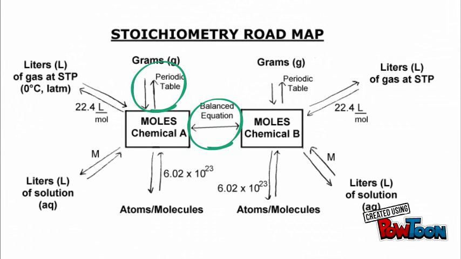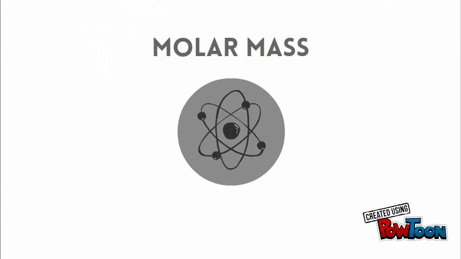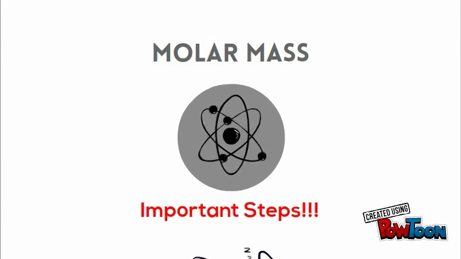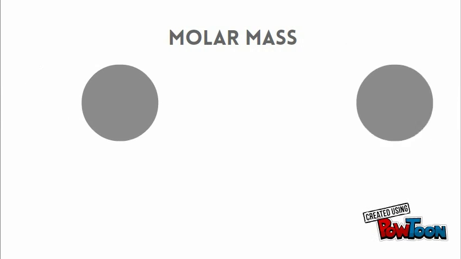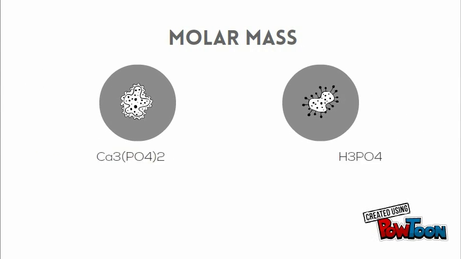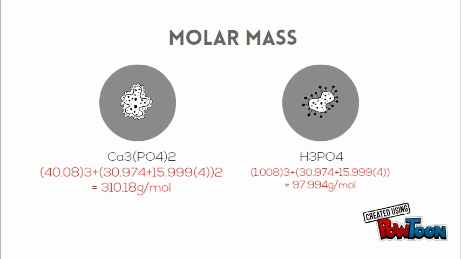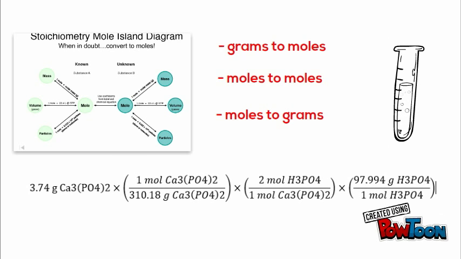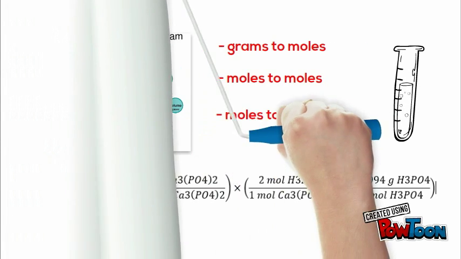Refer to the chart that we have reviewed. We know that we need 3 steps to get to our answer. Before you start with the equation, you want to find out the molar mass for calcium phosphate and phosphoric acid. So you add up the molar mass for each element in order to get the molar mass for the compound. So we will be converting grams to mole, mole to mole, and mole to grams. And below, here's the equation that leads us to the answer.